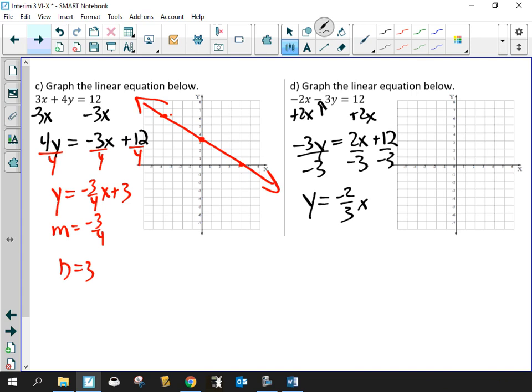Hold on one second, just double checking my work here. So my y-intercept is -4, and I'll go down 2 and over 3. And there's my line there.